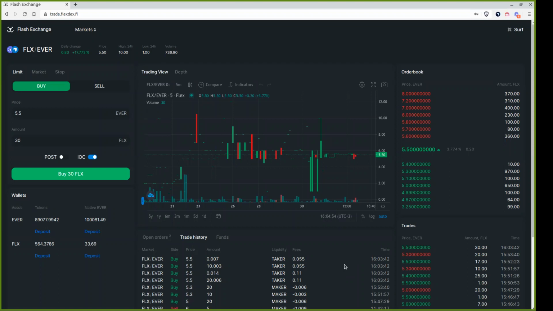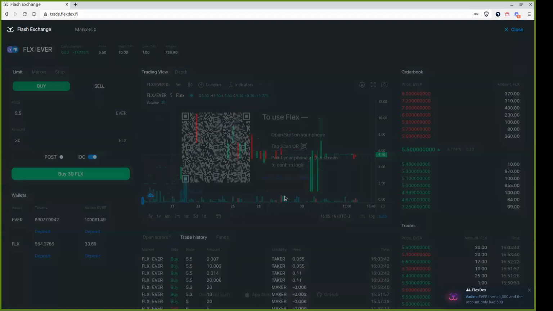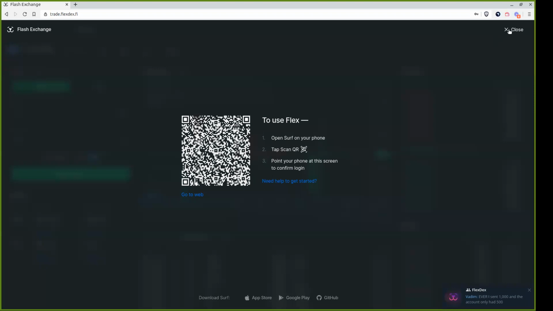This allows us to have the built-in experience of multi-trader, team policy-based trading, as any institutional trader would demand. And that's already done. It's already implemented. If you go to Flex right now, when you start the account, you will see this QR code, which will send you to the Auth DeBot and Surf.